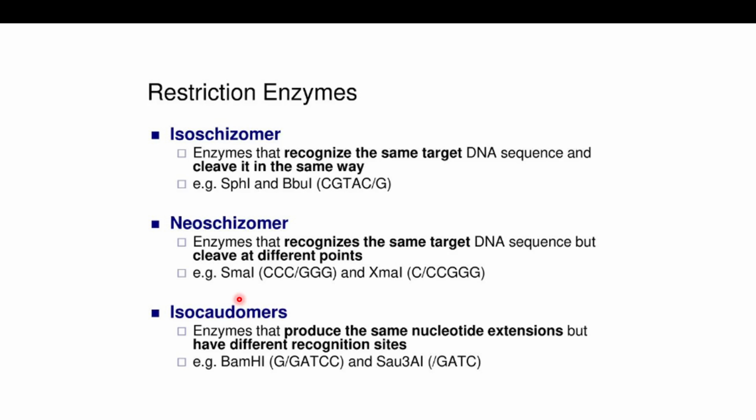Then there's something called isocaudomers, enzymes that produce the same nucleotide extensions even though they have different recognition sites. Like BamHI has a recognition site GGATCC, and Sau3AI has a recognition site GATC. So when BamHI cleaves at this position, it will generate sticky ends GATC. Same here, Sau3AI will also generate a sticky end, which will have an extension of GATC. Okay.